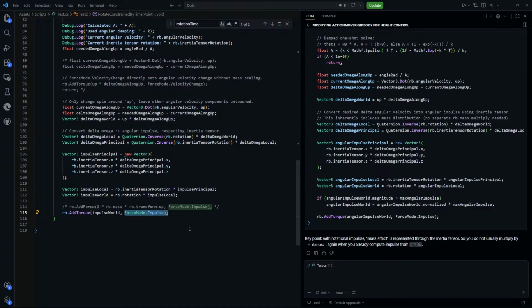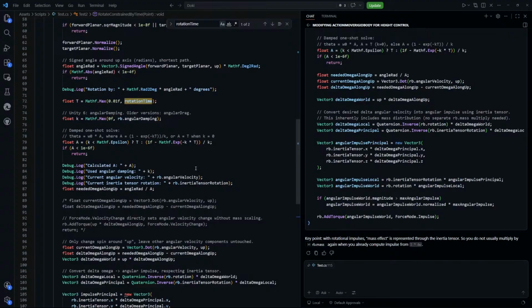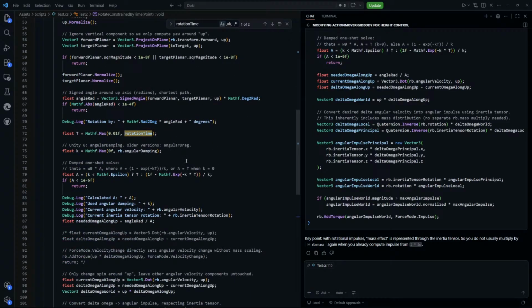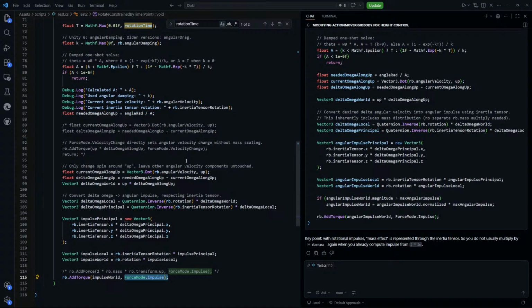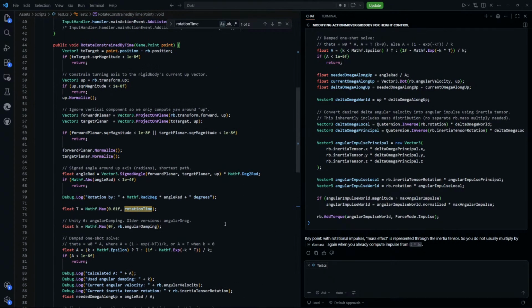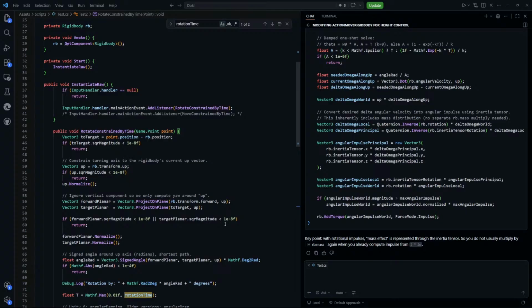My question then is, is this unsolvable using force mode impulse? Definitely shouldn't be.